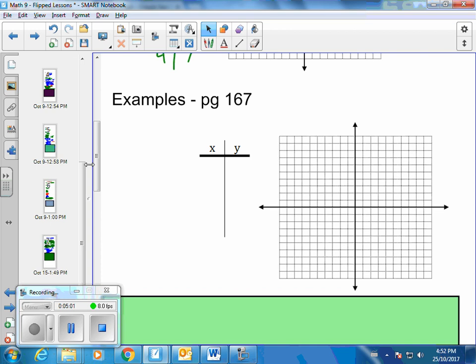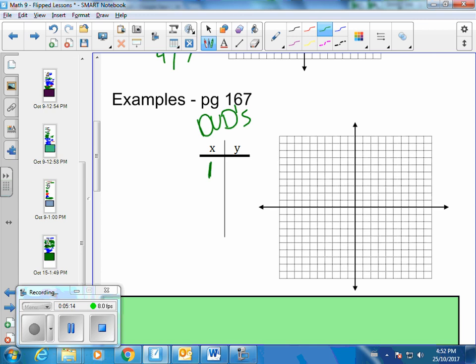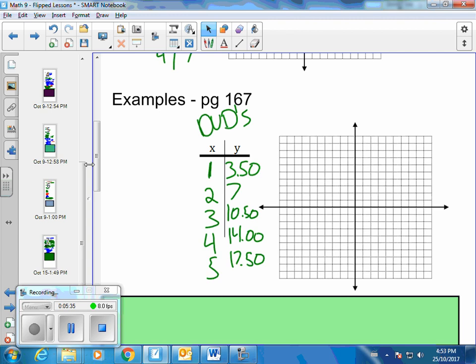We're going to start with the one at the top of the page. So graphing a linear relation from a table of values. We're talking about DVDs. What we have here is the number of DVDs rented, 1, and the total cost, $3.50. For 2 DVDs, it's $7. For 3, it's $10.50. For 4, it's $14. And for 5, it's $17.50. So what we've got to do is start with plotting the points on the grid.